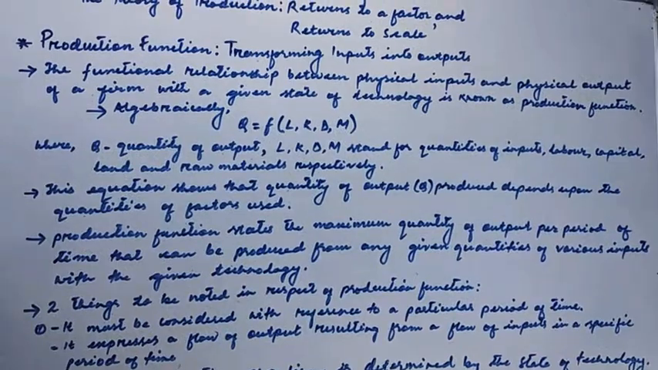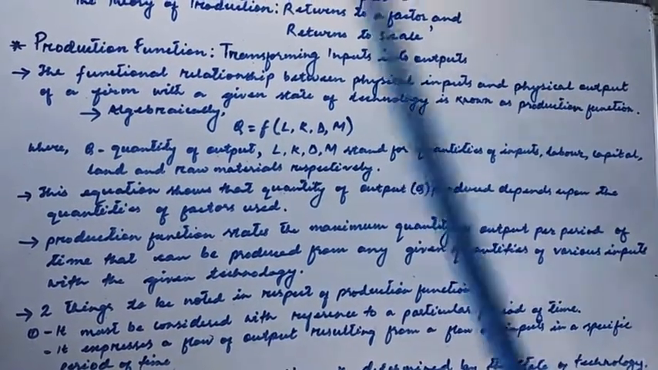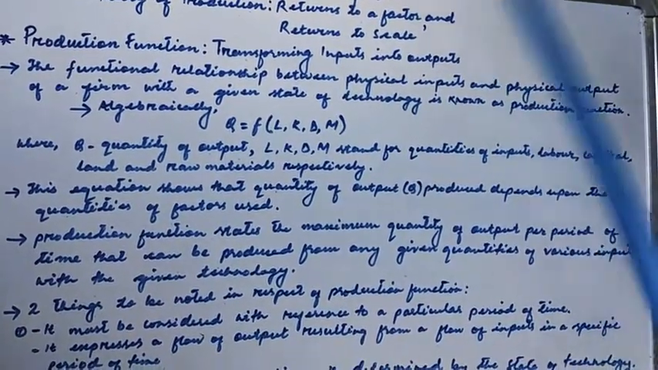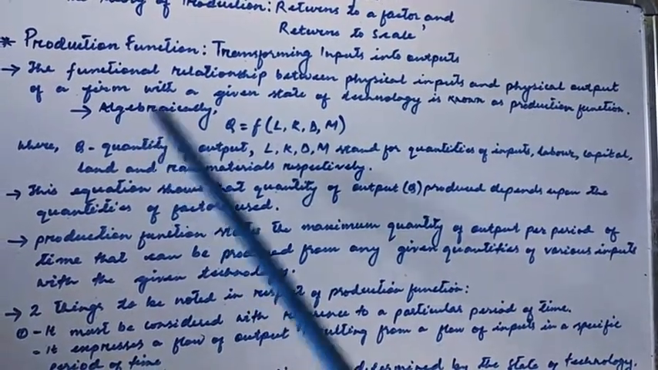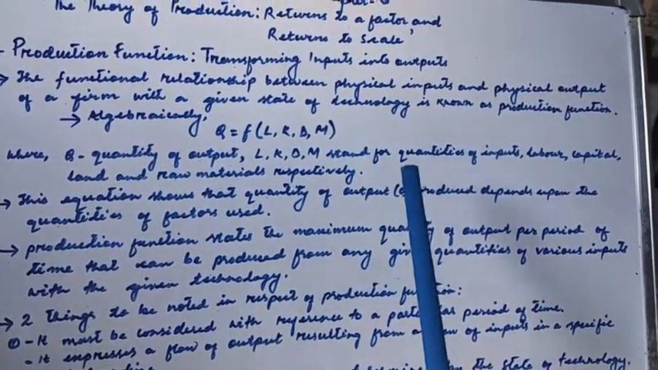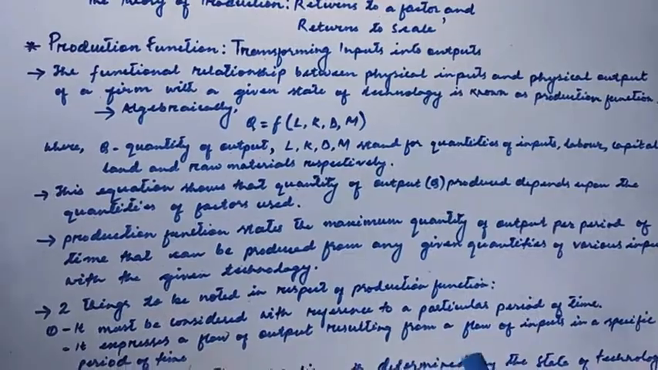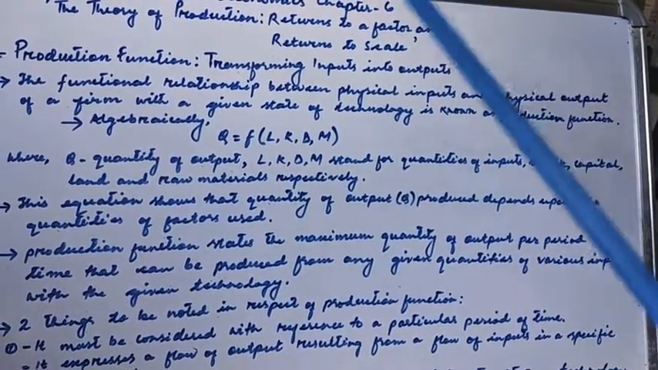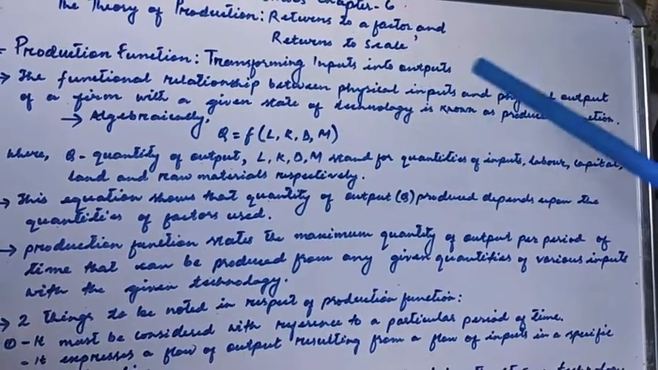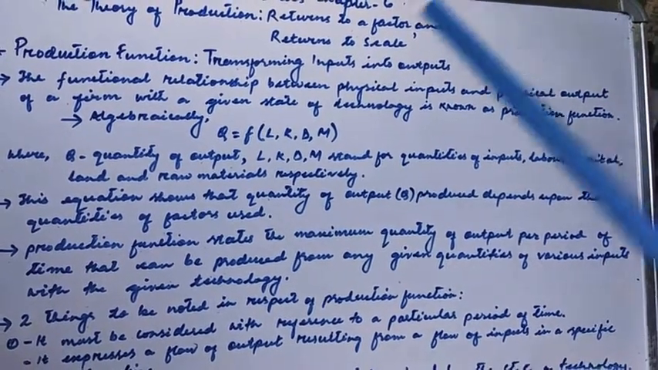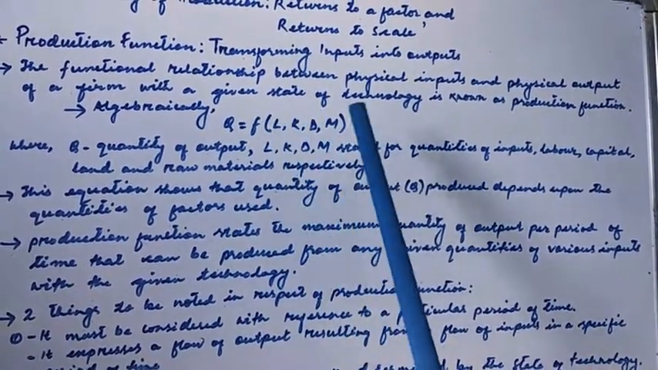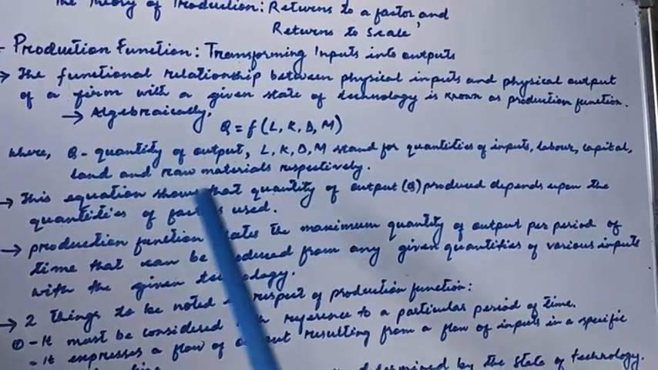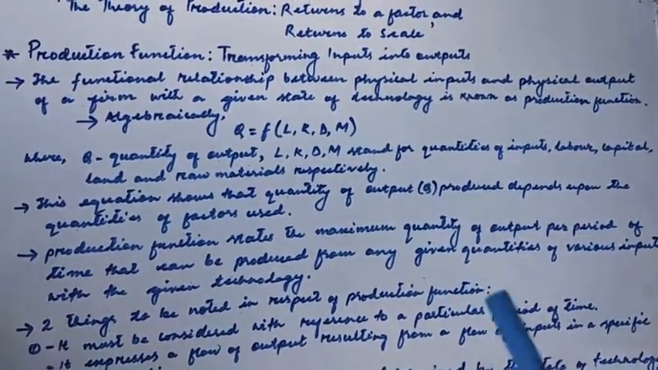So in simple words, production function would mean the relationship between the inputs and the outputs of a firm with a given state of technology. So that is a production function. How the various physical inputs are used to produce physical output with the given state of technology of a firm, that is the production function.